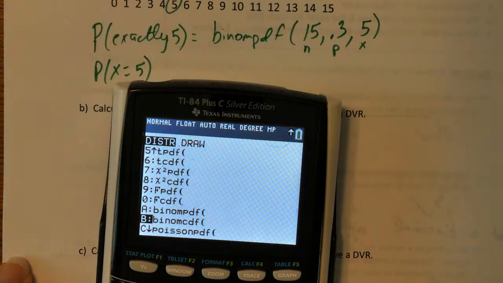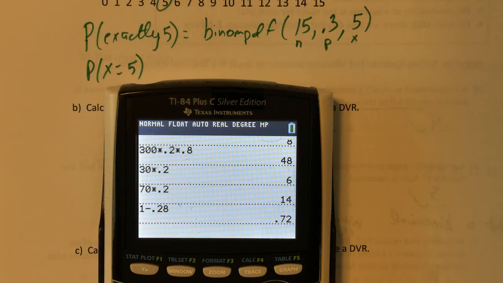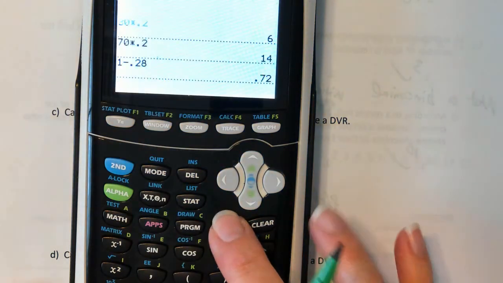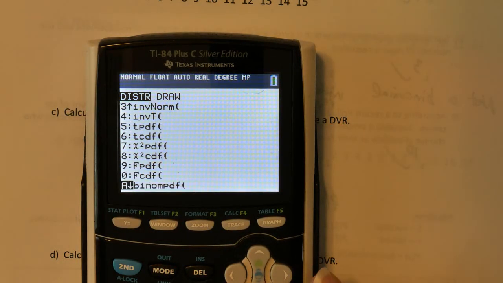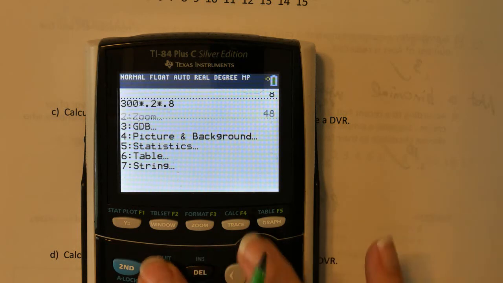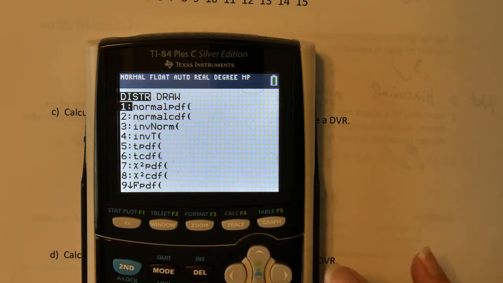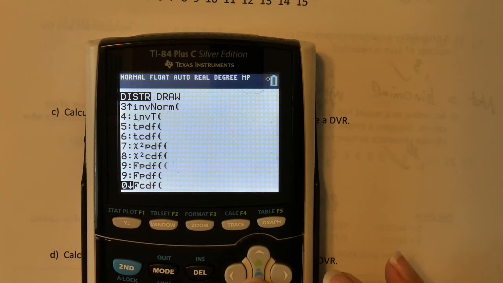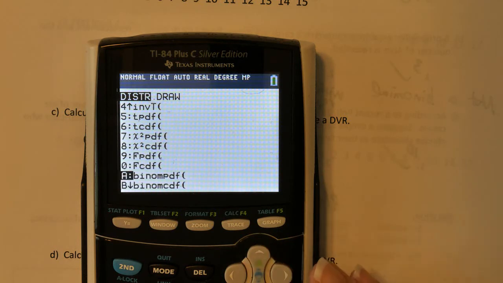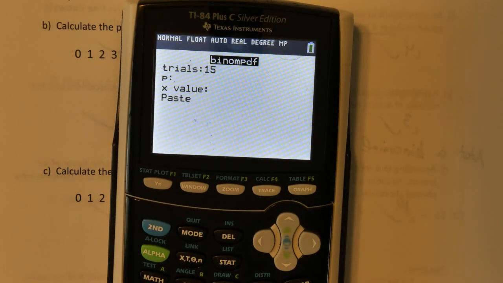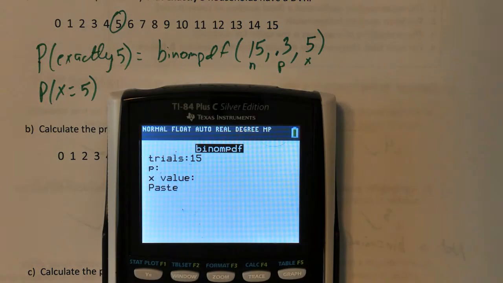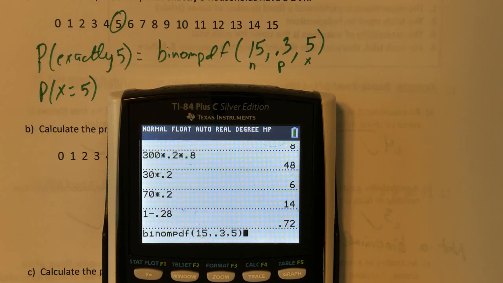Okay? All right, so remember to get here, we go to second vars, scroll down to binomial PDF. Binomial PDF in this case because we had an exact number. It prompts you for the number of trials. We have 15 trials. It prompts you for the P value. In our case, it was 0.3. And for the X value, in our case, it was 5. And I then paste it, and it says that in my calculator. That's what the calculator is going to give me.